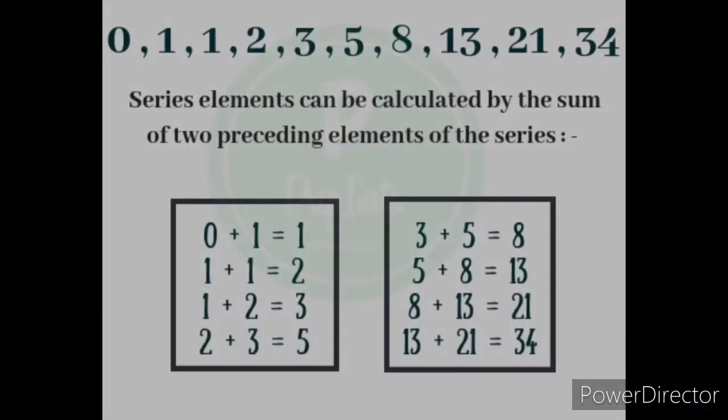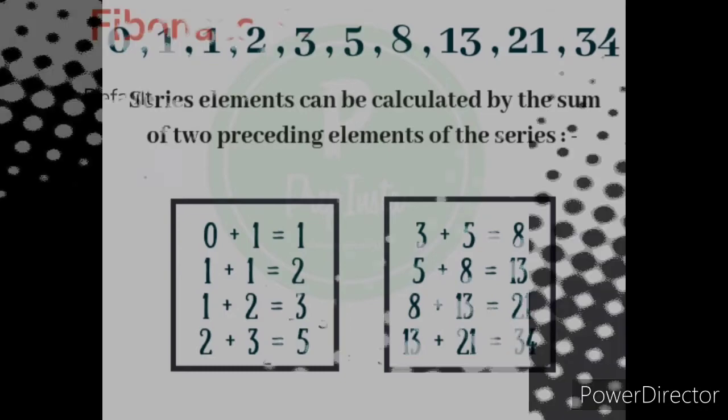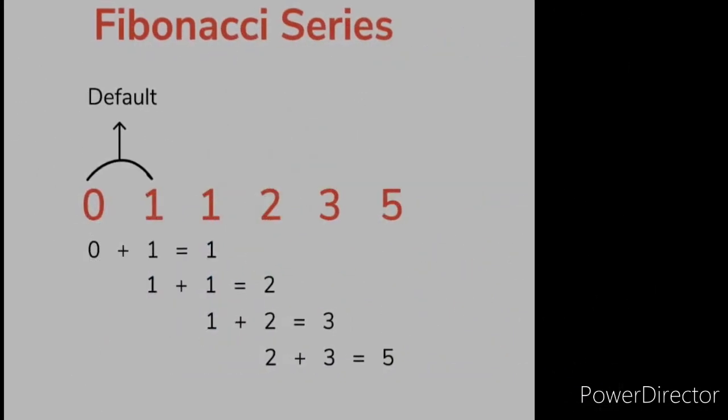What is Fibonacci series? Fibonacci series is a series in which each number is the sum of preceding two numbers. By default, the first two numbers of a Fibonacci series are 0 and 1. On the screen, we can see first number is 0 and second number is 1. So, what is the sum of 0 and 1? It is 1.